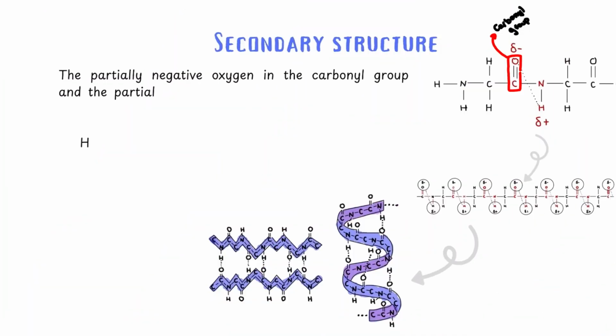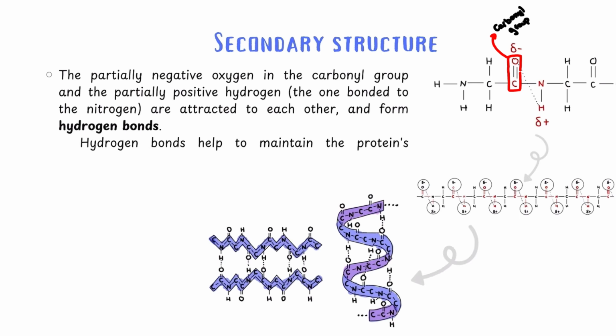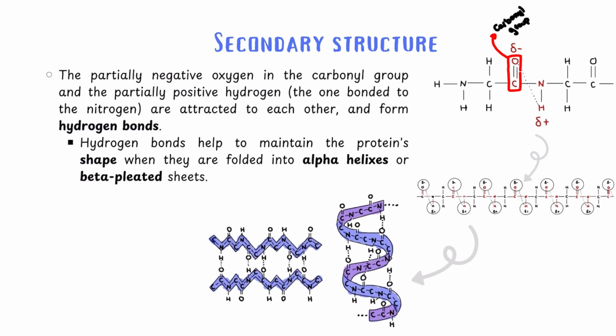The partially negative oxygen in the carbonyl group and the partially positive hydrogen, the one bonded to the nitrogen, are attracted to each other and form hydrogen bonds. Hydrogen bonds help to maintain the protein's shape when they are folded into alpha helixes or beta pleated sheets.